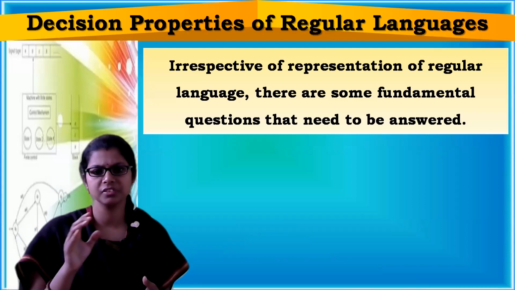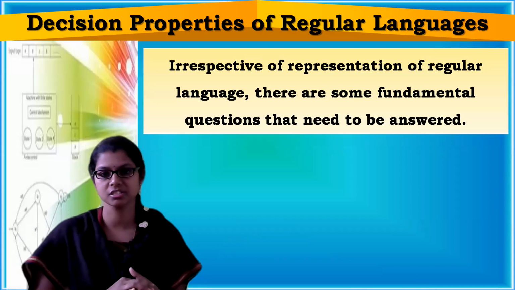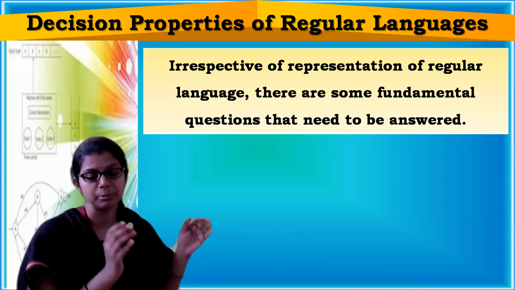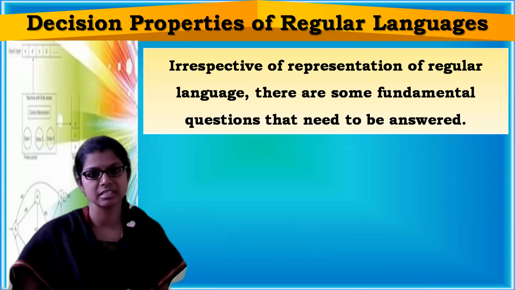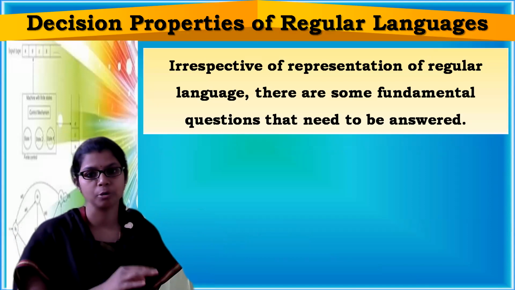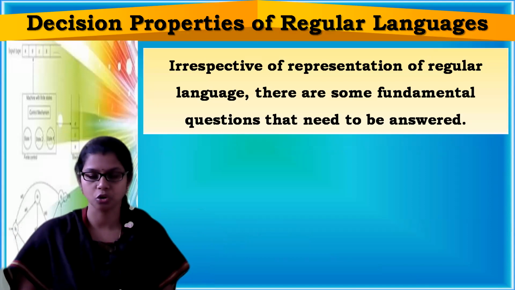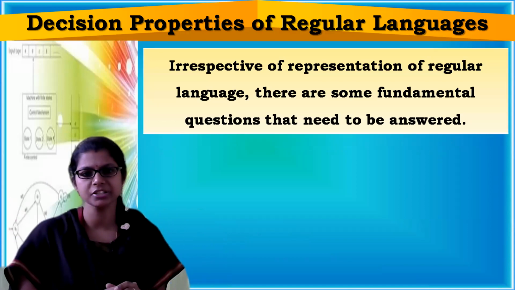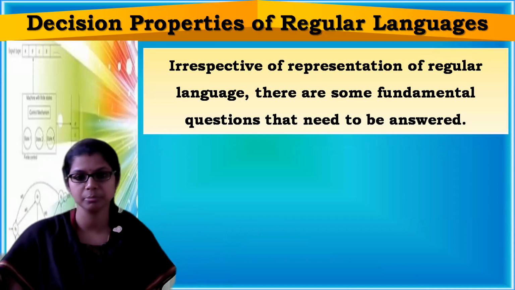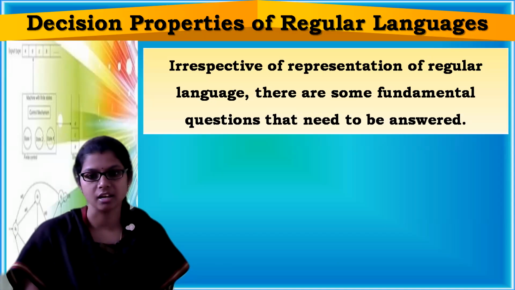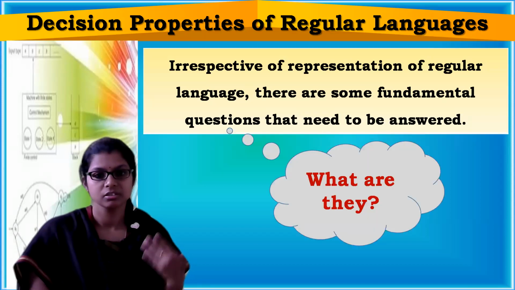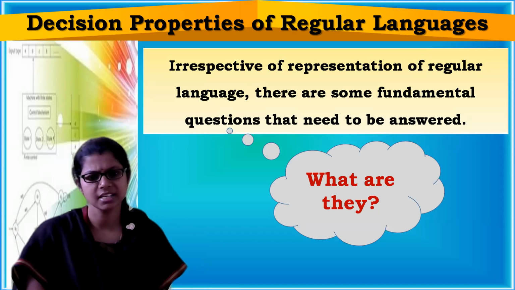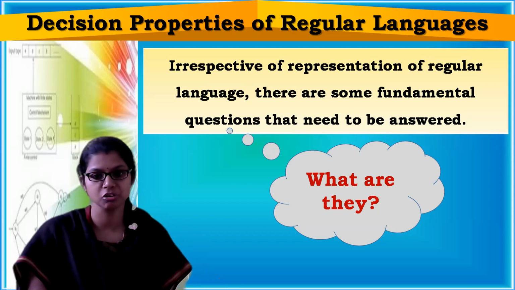Irrespective of the representation of the regular languages, there are some fundamental questions that need to be answered. How many representations of regular languages do we have? Three representations: either by regular grammar, or by regular expression, or by finite automata. So irrespective of the representation, there are some basic fundamental questions which need to be answered. Those are the decision properties of regular languages. Let's see what they are.